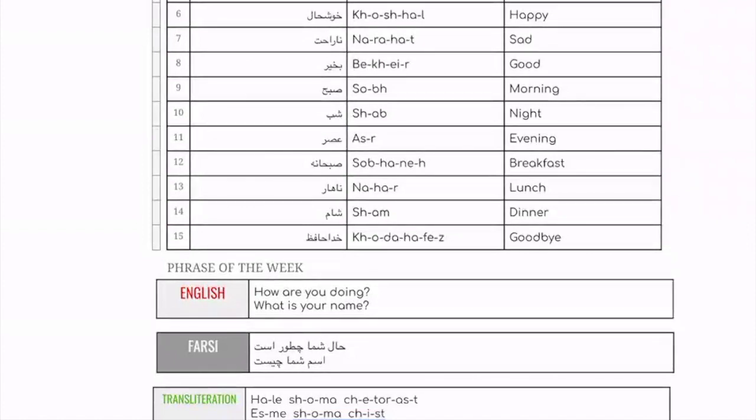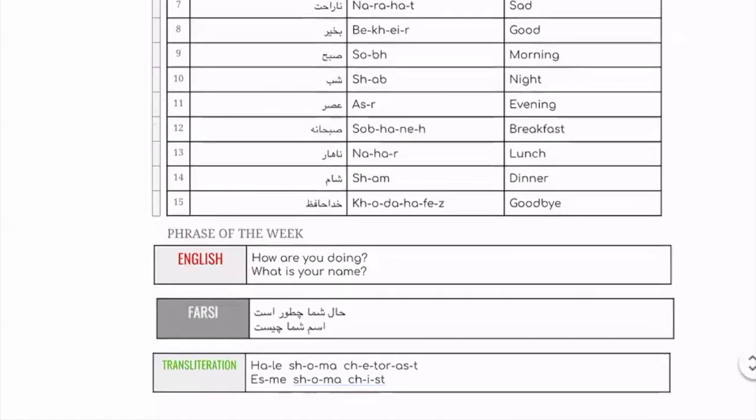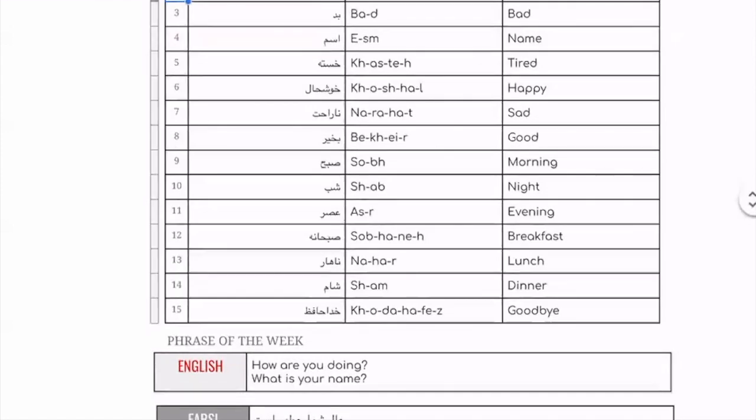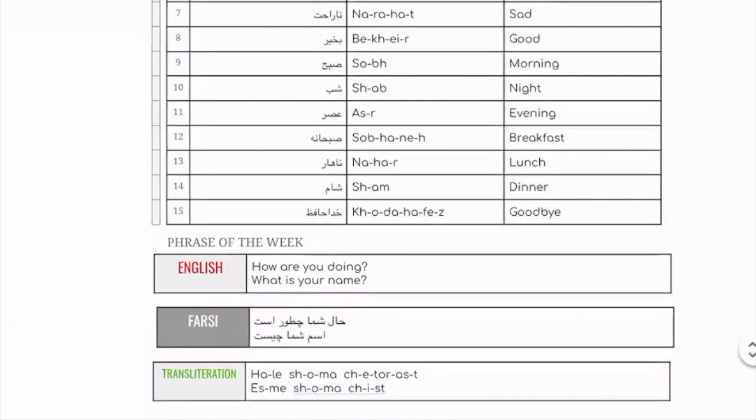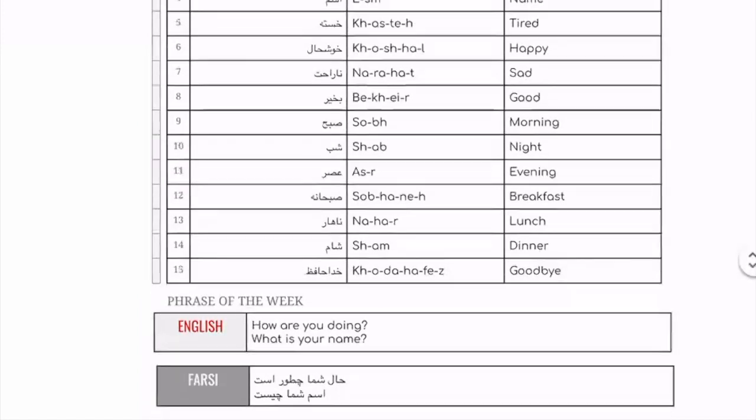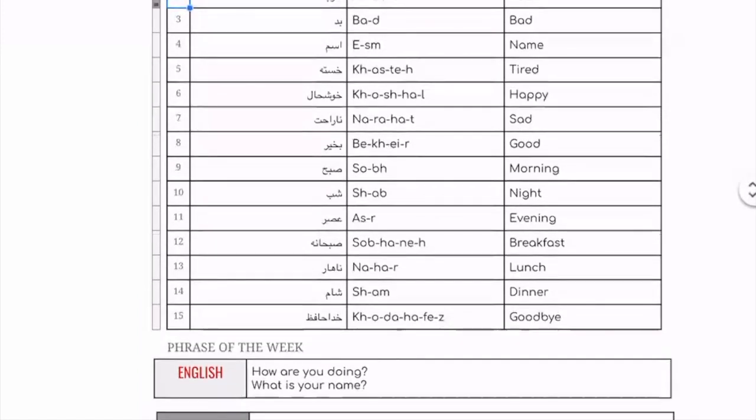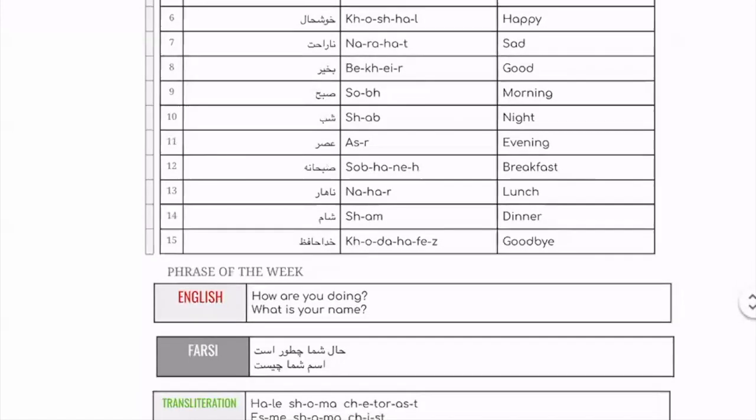Morning is صبح. Night, just like I stated, شب بخیر. شب is night. And the way to say evening in Farsi, you would say asr, and yes, this can also be used with the word بخیر as good evening. For example, if you're greeting someone, you could say good evening. asr, evening.